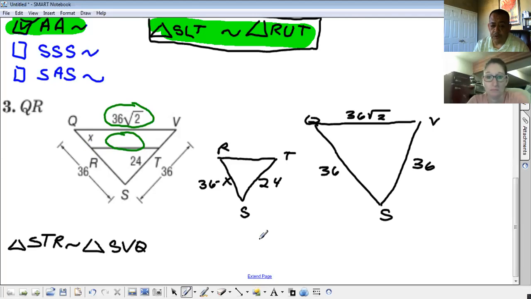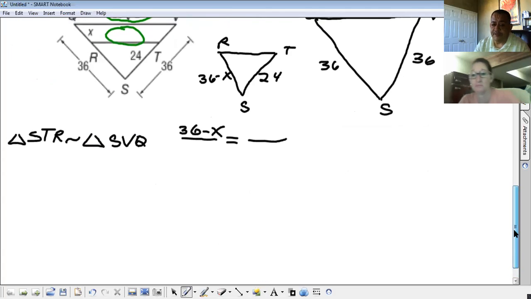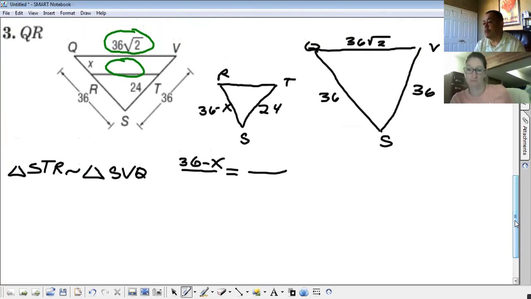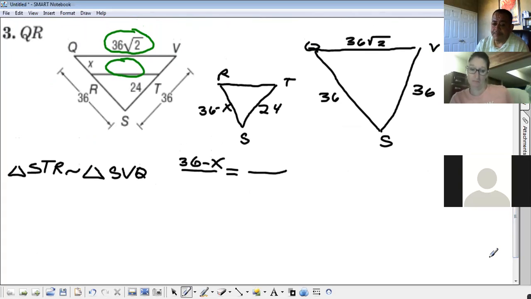So you set up a proportionality. I like to start with the unknown. I'm going to do 36 minus 6. Now the good thing about these triangles is they're oriented the same way. The left side on the small triangle corresponds to the left side of the big triangle. What is the left side of the big triangle? 36, so the left side would be 36.